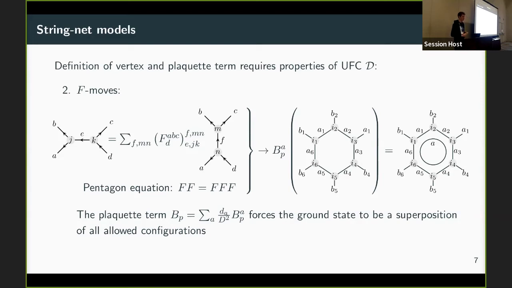Now, what these F moves allow you to do is to define the plaquette term as follows. The plaquette term is the sum of these individual plaquette terms, where each of these individual terms is just defined by inserting a loop into this plaquette. And then to actually derive the action of this loop, you have to fuse this loop with the edges of your plaquette you are acting on, and then recouple everything using these F moves. In that way, you actually get a six-body operator acting on these six vertices surrounding the plaquette. And similar to the case of the toric code, what this plaquette term does is it forces the ground state to be the sum over all allowed configurations.